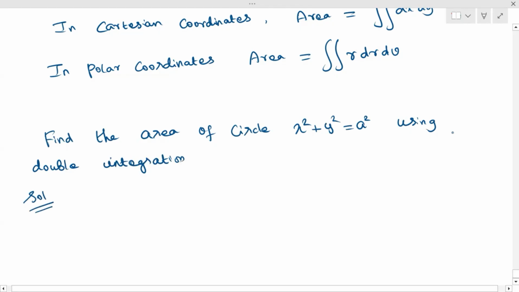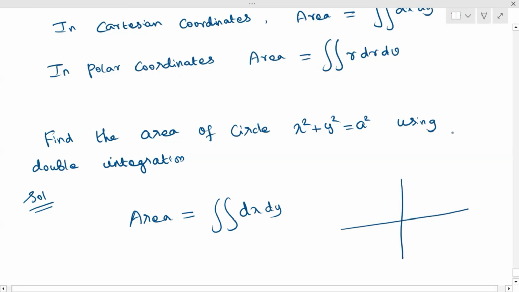Everyone knows the area of the circle is pi r square. Here we are going to prove this using double integral. So area is, what is the formula? Double integral dx dy. Here also we have to find the limits. For that we need the diagram.